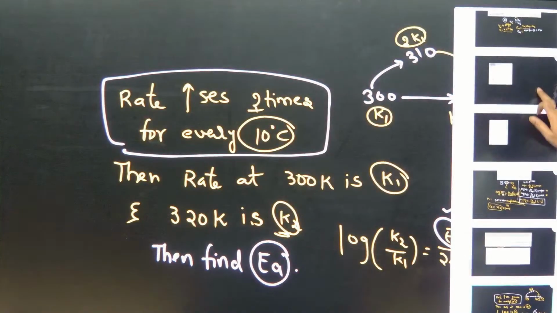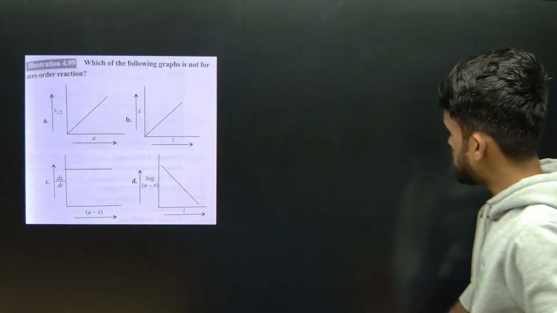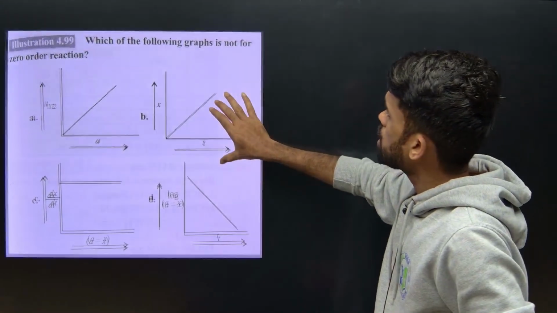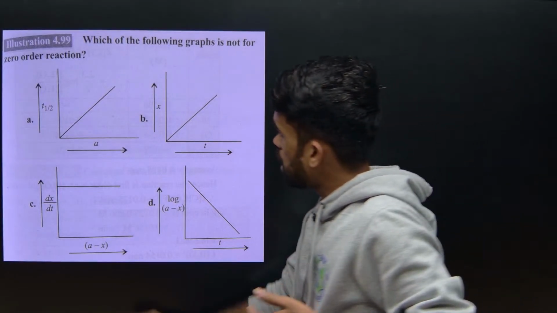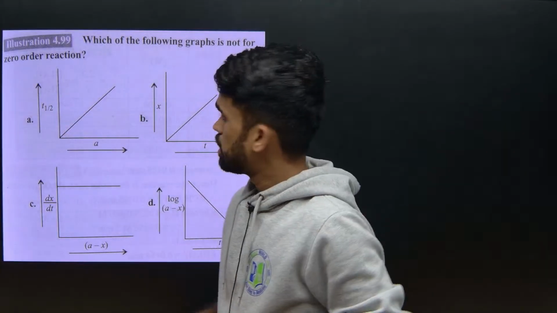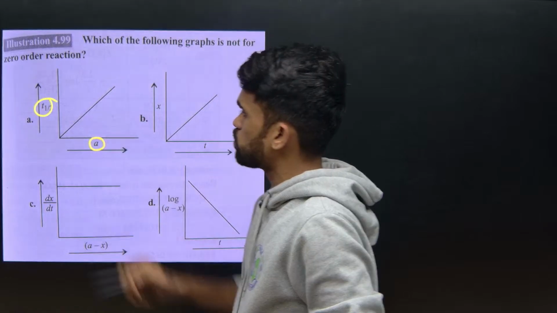Okay, let me show you a few other questions here. Look at this question. They are asking, which of the following graphs is not for a zero order reaction? See, the first graph is representing t half directly proportional to A, that's why we are getting it like this.